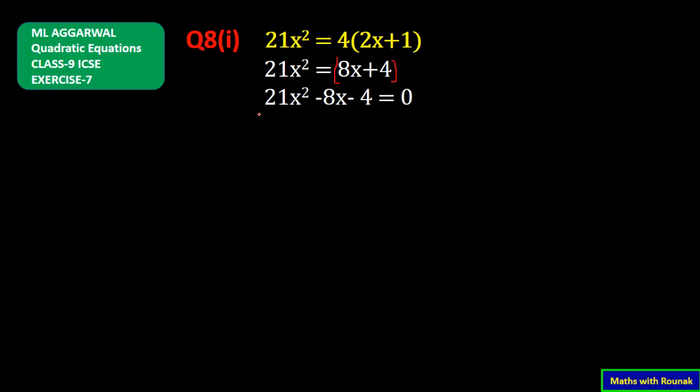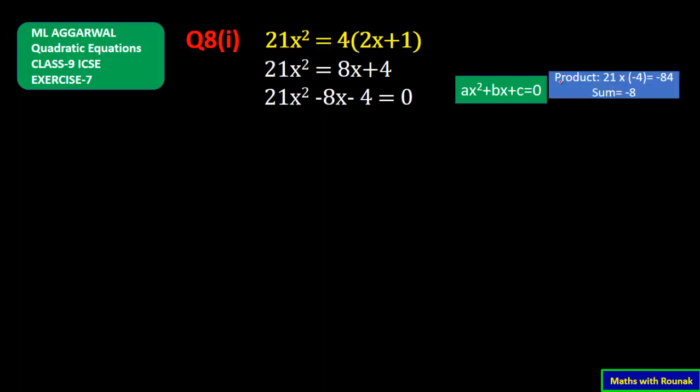Now we have this equation in the general form of a quadratic equation, ax² + bx + c = 0. Now we have to split minus 8x into two numbers such that their product is 21 into negative 4, and sum as negative 8.